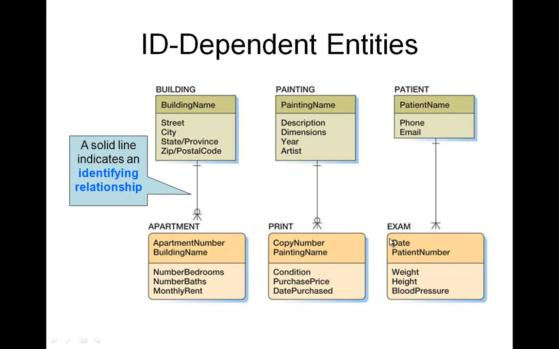If you look at these examples, you can see the relationship being identified as one to many, mandatory to mandatory, one to many, mandatory to optional, one to many, mandatory to optional.